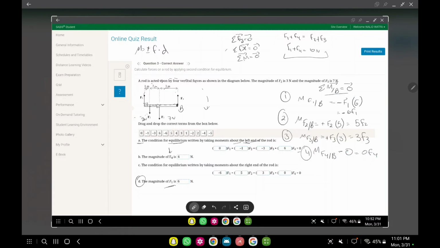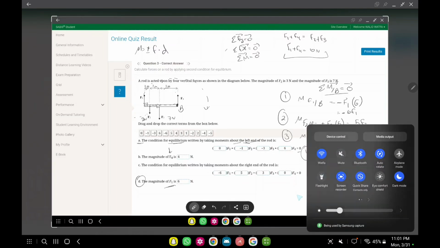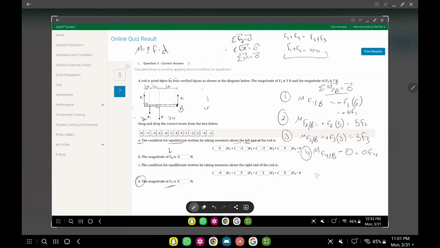So we know that they all add up to 0. So that means minus 6 F1 plus 5 F2 plus 3 F3 plus 0 F4 equals 0, and this is what they're asking for over here.